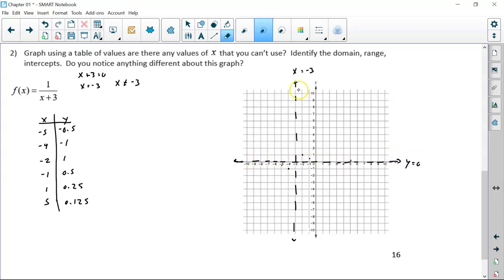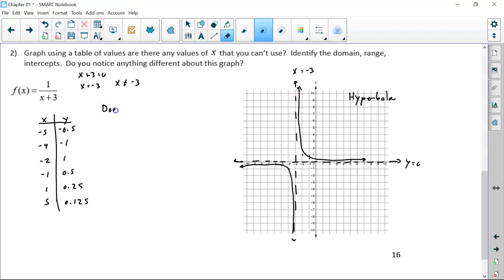So our graph looks like this on that side, and on this side it looks like this. Once again, that graph is called a hyperbola. And now we can talk about our domain, range, intercepts, and so forth.